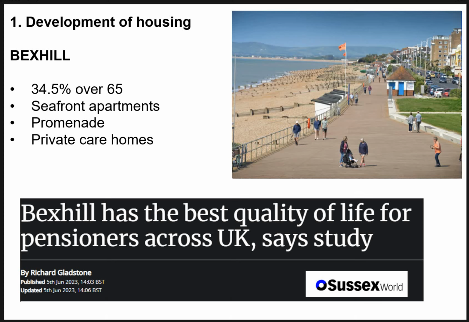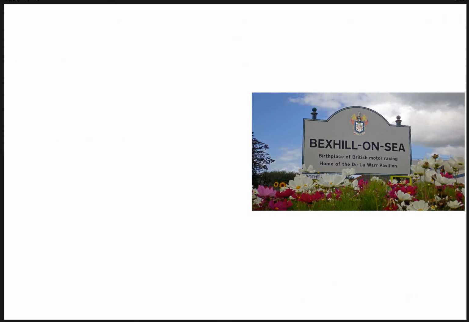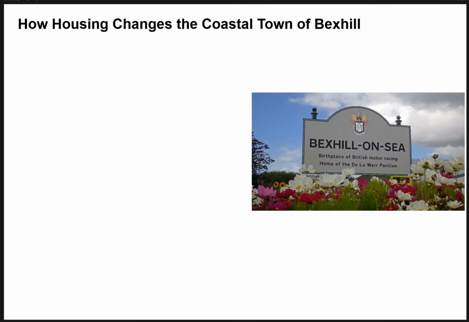So there's definitely something going on there in terms of the development of housing there, but also other aspects that ensure a good quality of life for the people of Bexhill-on-Sea. So human activity on the coastline really just describes how we are changing the land, how we are using the land. So it's about land use change. We're going to look now at how housing changes the coastal town of Bexhill.